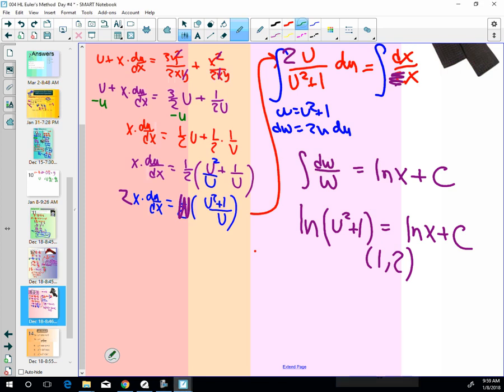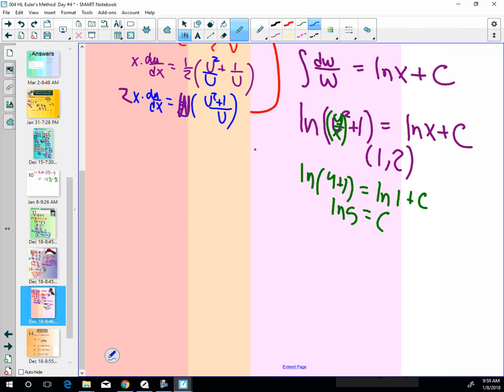So don't forget, this is y over x. So this is going to be the natural log of 2 over 1, 2 squared is 4 plus 1, equals the natural log of 1 plus c. Well, c plus 0 is equal to the natural log of 5. So c is the natural log of 5. So here goes. Natural log of y squared over x squared plus 1 is equal to the natural log of x plus the natural log of 5.